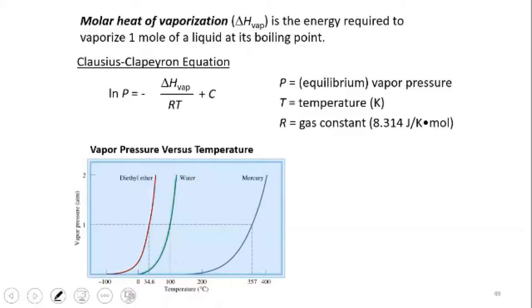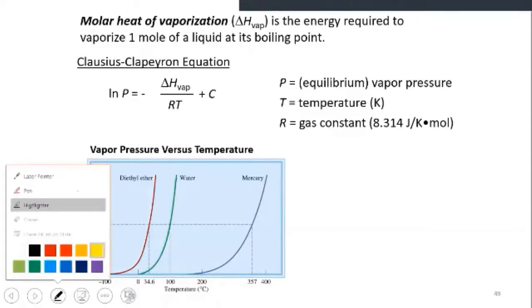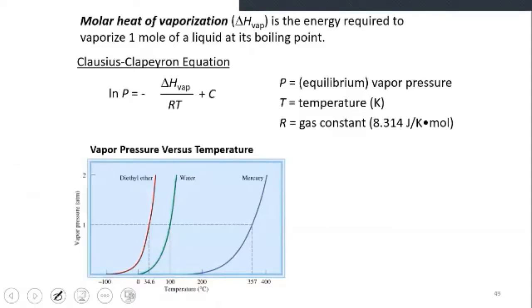Now, look at the form of this equation. The form of this equation is the form of a straight line, correct? If this is y, and this would be mx. I can't do it here. My stylus is not working. Sorry about that. But the point is that the natural log of P would be the y.